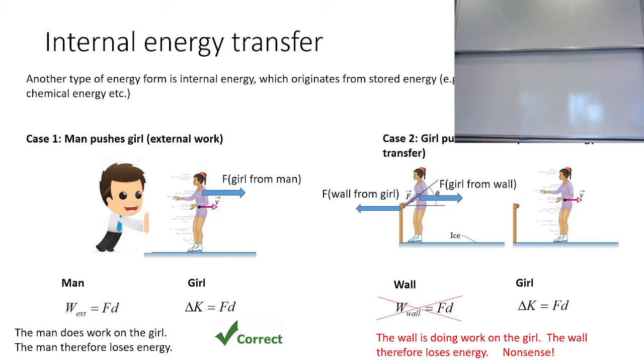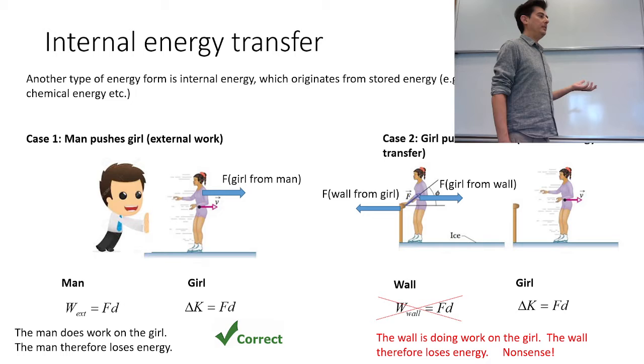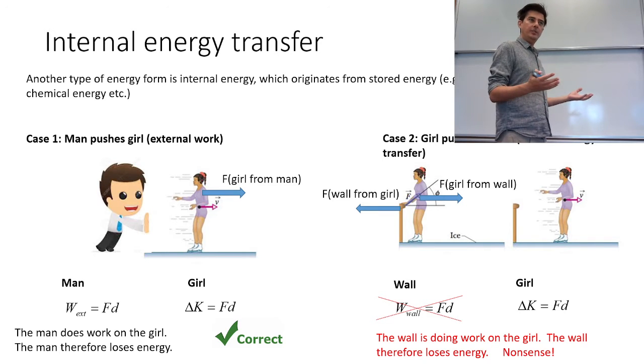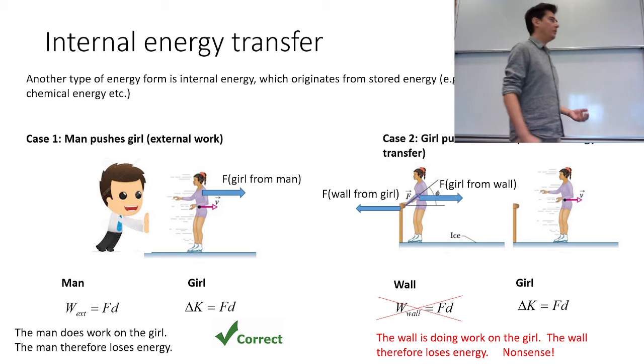So now we're going to talk about yet another type of energy. We've talked about kinetic energy, potential energy. We just talked about thermal energy, but now we can also talk about internal energy. And basically, what is internal energy? It's the energy that might be stored, for example, due to chemical energy inside your body.